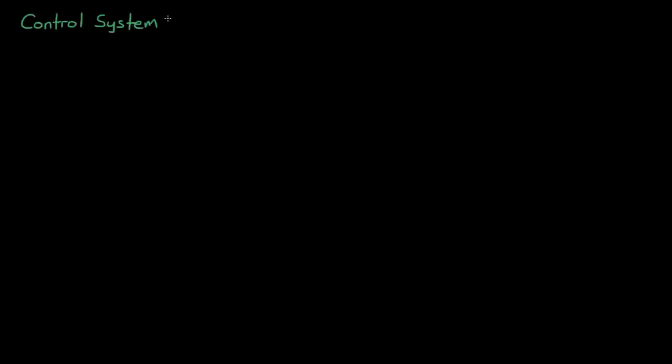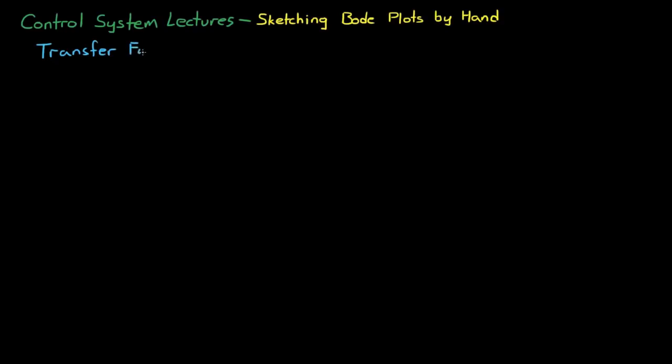This video is a continuation of the series on how to sketch a Bode plot by hand. We'll build off the last lecture where the transfer function was a constant, and describe the Bode plot for a transfer function that has either a pole or a zero at the origin. If you missed the last lecture, you can click on the annotation in the lower corner, and it'll open in a new window.